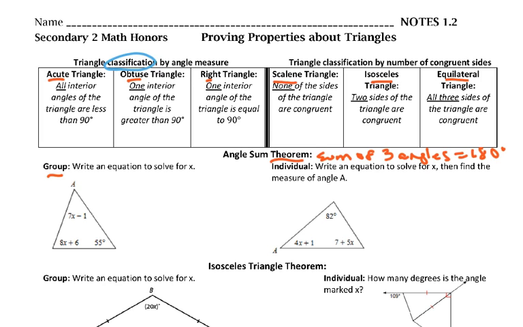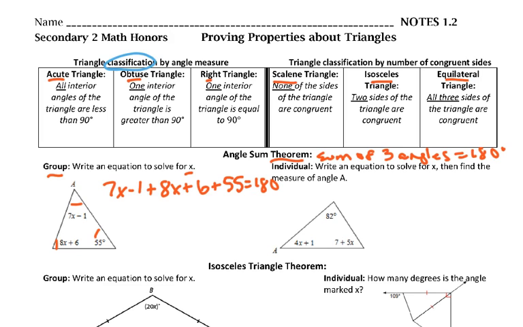So for the group one, let's do that one. To solve for x, I'm going to take these three angles right here, and they're going to add to be 180. Why? Because they have to. That's what the Angle Sum Theorem says. So I'm going to write an equation that gives all of those to be 180.